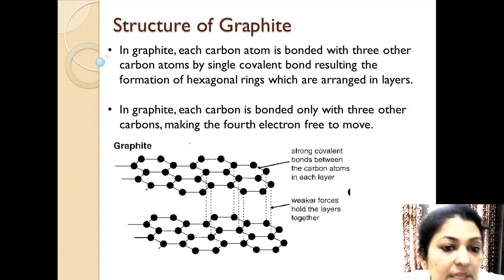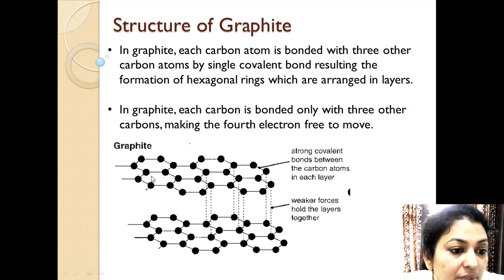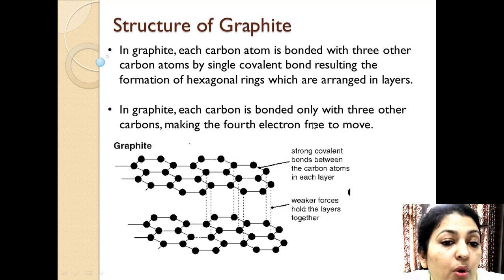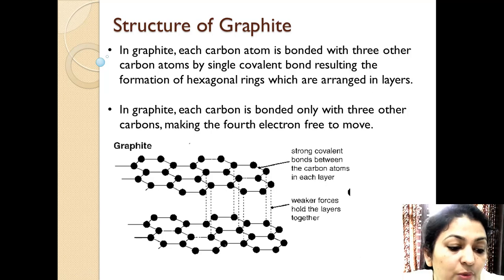So what happens? These layers can slip over one another. Are you getting it? These layers can slip over one another as a result of the weak van der Waals force of attraction. And also in graphite, each carbon atom is bonded only with 3 other carbon, so making the 4th electron free to move. So the 4th electron is free to move in the structure. Is that clear? Now let's move to the properties.